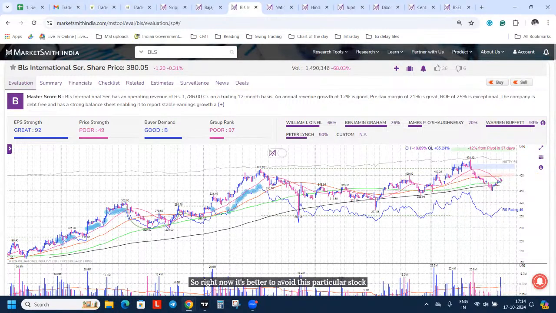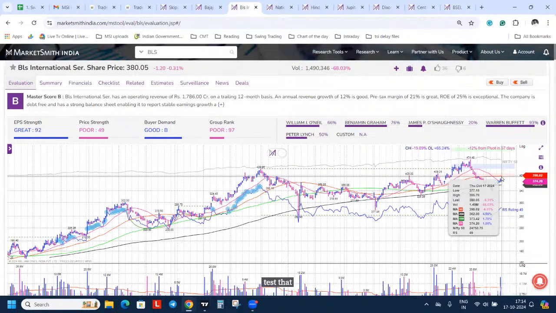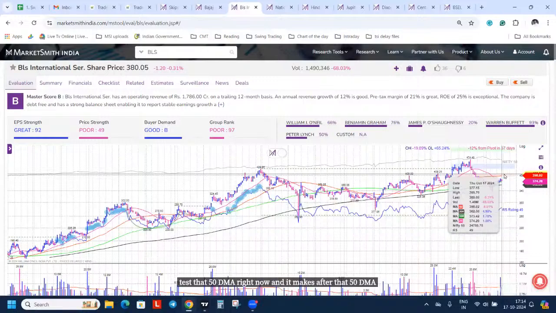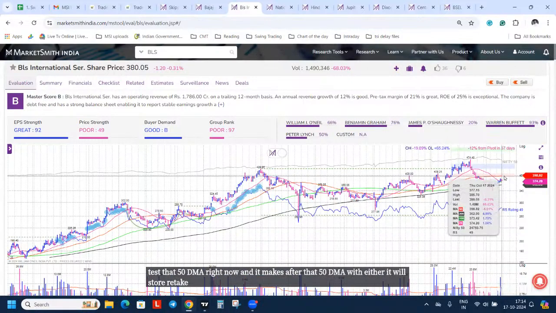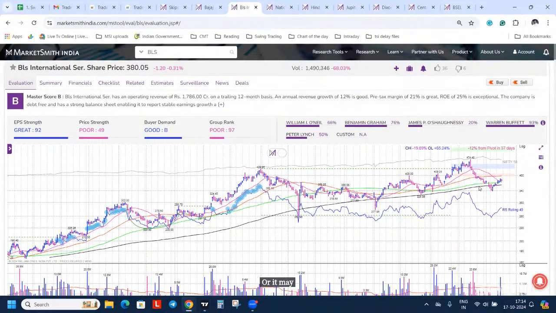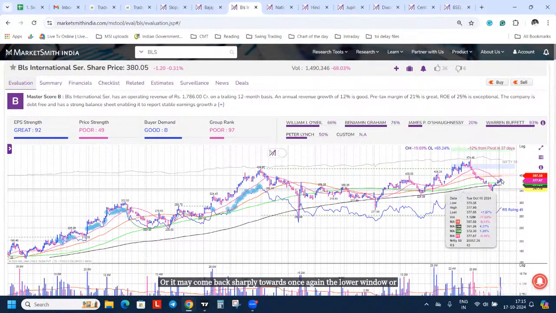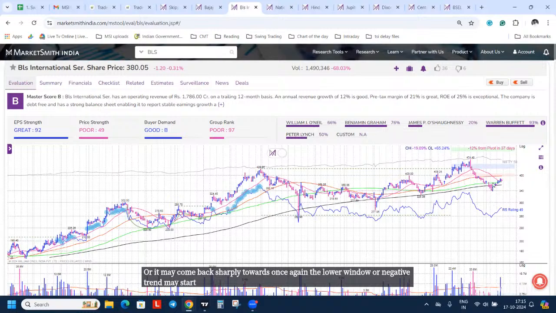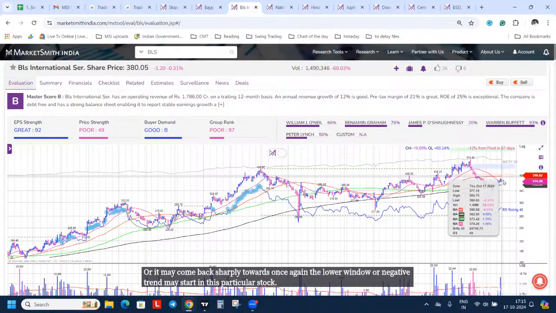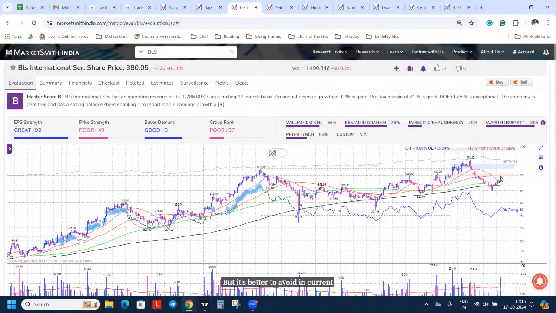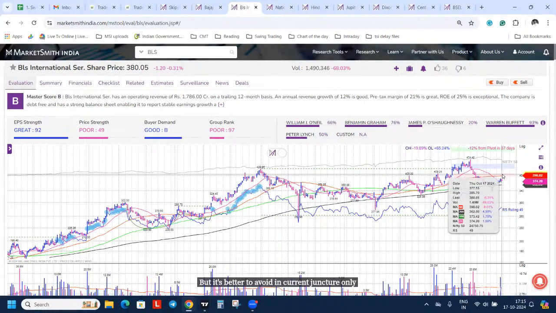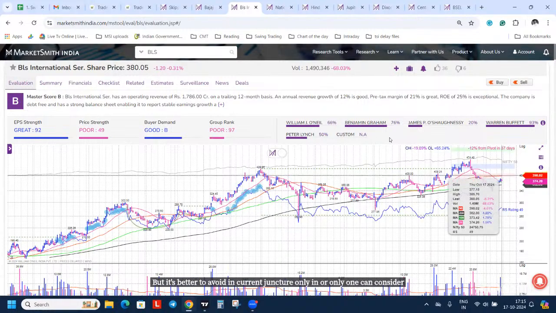It may test that 50 DMA right now, and after that it will either retake it, or it may come back sharply towards the lower window, where a negative trend may start in this particular stock. But it's better to avoid it at the current juncture. One can consider it only once it retakes its 50 DMA.